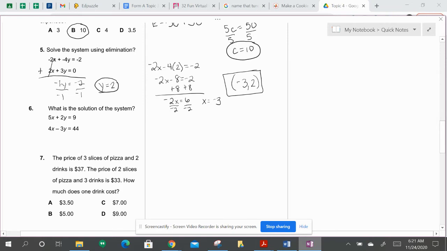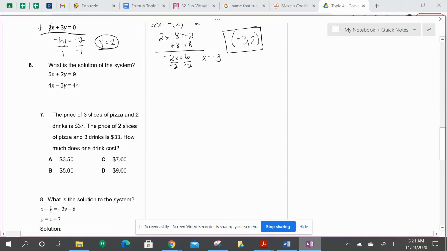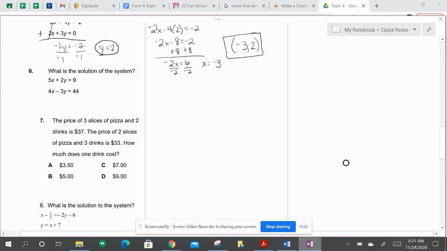Moving on to question 6, it says, what is the solution of this system? Guys, this one says I can choose whatever method I want. So I look at this and I would not probably choose graphing because it's not in slope-intercept form. I would probably not choose substitution because in this case, there aren't any variables that are by themselves or almost by themselves. So I'm probably going to look at choosing elimination here. So I can work on eliminating the x's or the y's. And I'm going to choose this time to eliminate the y's because I already have opposite signs.